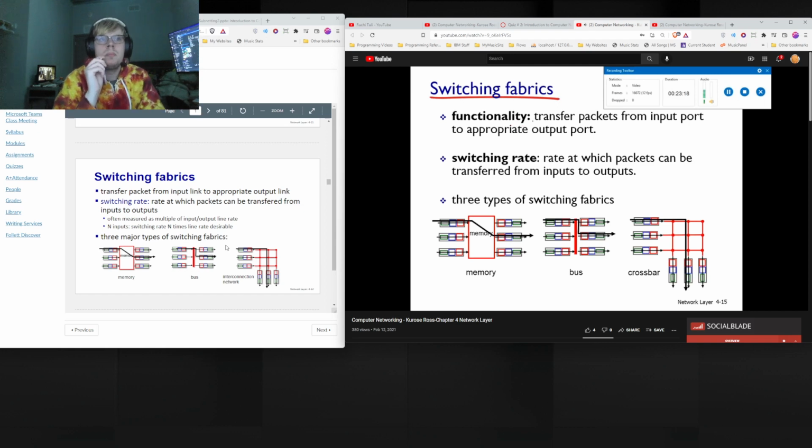So the basic function is to transfer the packets from the input port to the appropriate output port. Switching rate is the rate at which packets can be transferred from input to the output port. Now there can be three kinds of switching fabric. It can be switching via memory, switching via bus, or switching via crossbar. Now let's understand what's the difference between them.